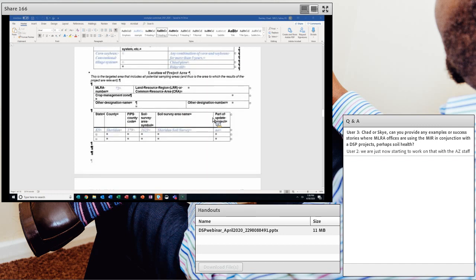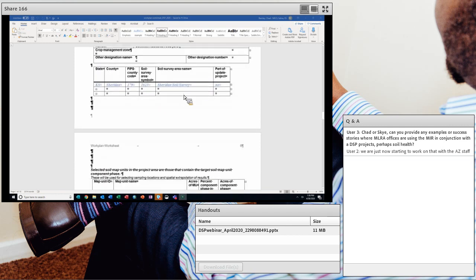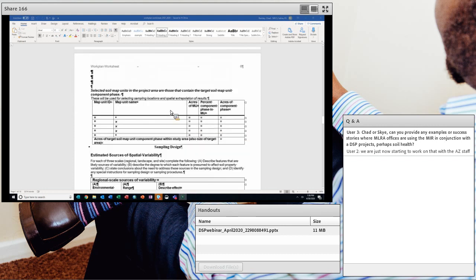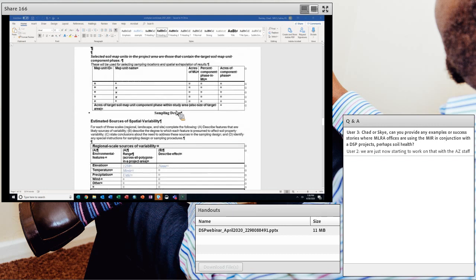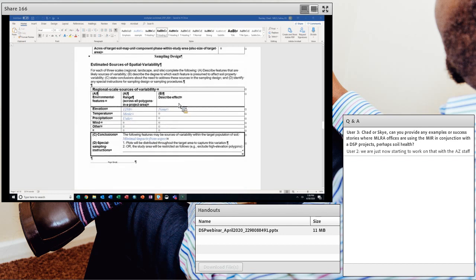Where's the location of the project area? We all have GPS units. Please use them. Let's get that recorded. And you have a general direction of the state, the county, FIPS code, and go forth. Some places that's going to be a soil survey code. And let's see, selected soil map units in the project area that could contain phases. This is when you're going to be using sampling locations. This particular case I didn't have that because I was just in my series.